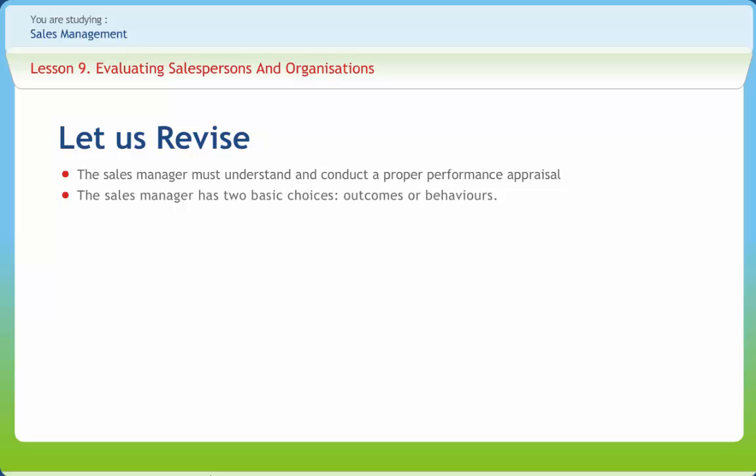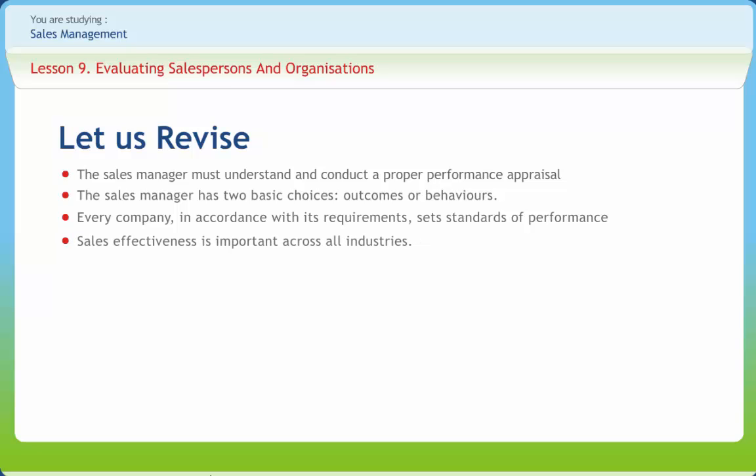Sales reports generated by the sales force give information on many decision-making areas for the top management. Every company, in accordance with its requirements, sets standards of performance for specific criteria and develops a reporting system for comparing actual performance with the norms. Sales effectiveness is important across all industries. Without a skilled and productive sales organization, few firms can survive, much less excel.